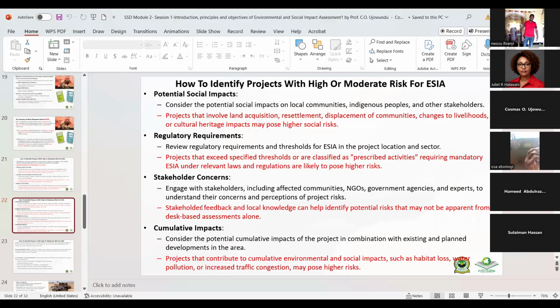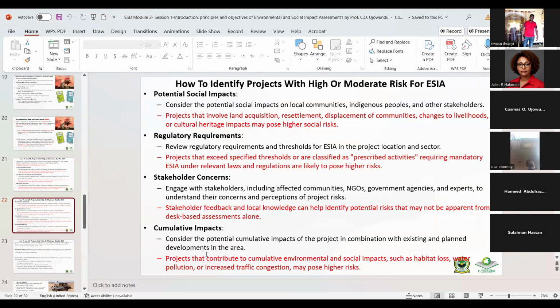They will also look at stakeholders' concern. Depending on what the stakeholders are returning, stakeholder feedback and local knowledge can help identify potential risks. Maybe you might not know. Stakeholders that are indigenous persons might tell you what you do not know. So what they are bringing back to you might also help you to do your proper classification.